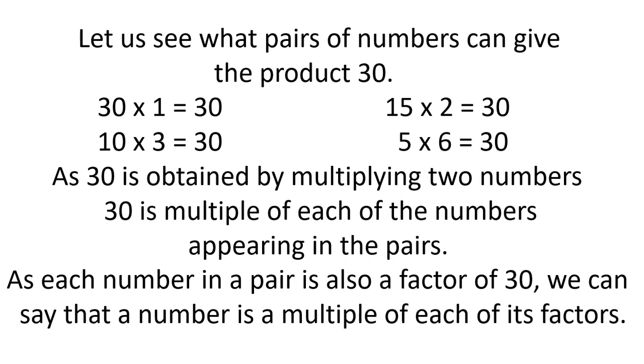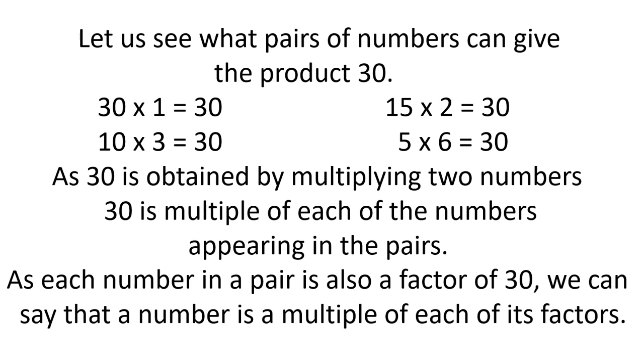Let us see what pairs of numbers can give the product 30. 30 into 1 is equal to 30. 15 into 2 is equal to 30. 10 into 3 is equal to 30. And 5 into 6 is equal to 30. As 30 is obtained by multiplying two numbers, 30 is multiple of each of the numbers appearing in the pairs.